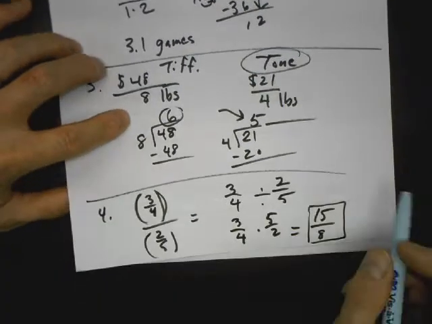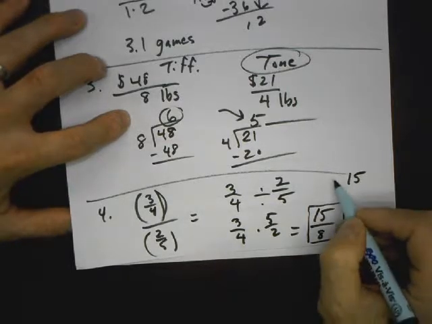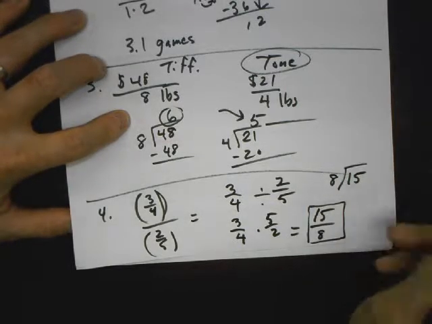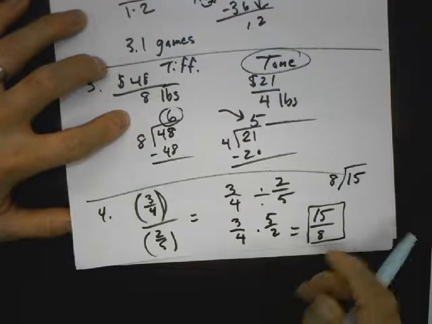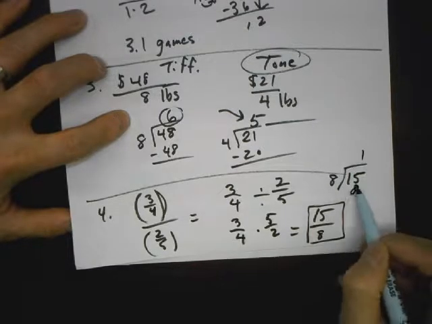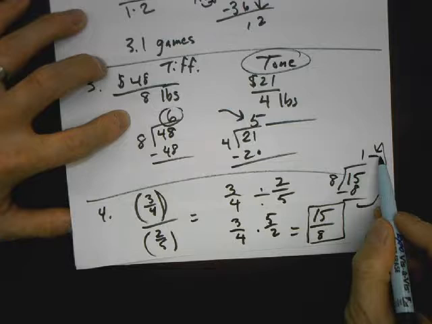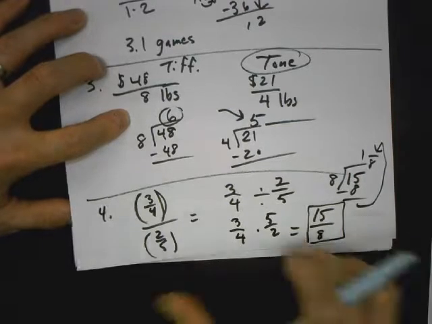And if I didn't see 15/8 as an answer, then I would convert, right? It's already simplified. I would convert it to a mixed number by dividing in and out, subtracting, take my remainder, put it here, divisor on the bottom. Alright, next problem. Number 5.